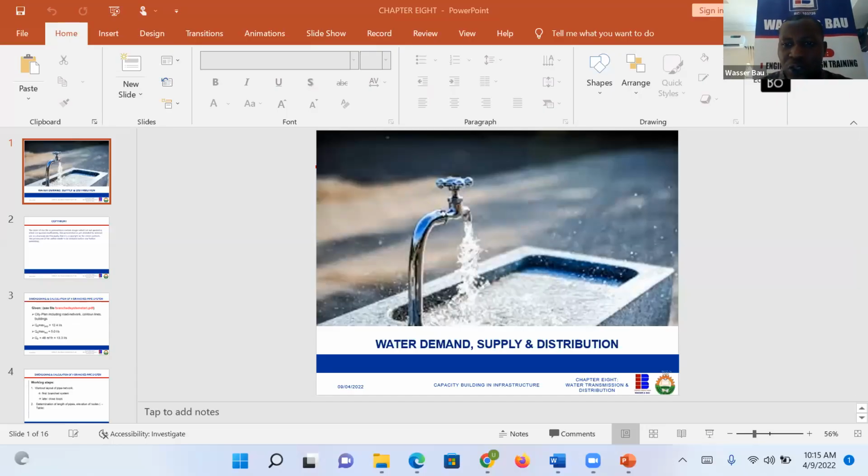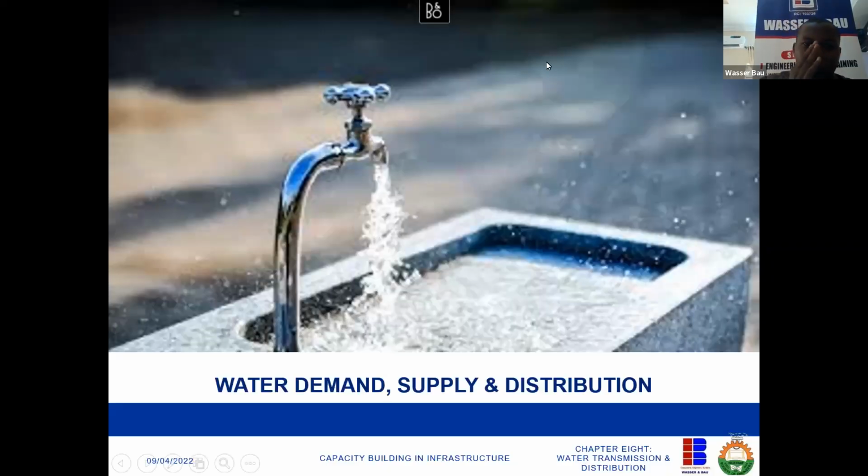So, dear infrastructure engineers, today I'll be taking us through water demand, supply, and distribution. I'll be looking at chapter 8, because I want us to do the real thing today. We've been able to do the introduction, we've been able to do the steps. Let me recap the steps once again.